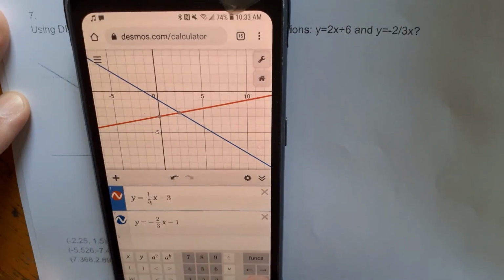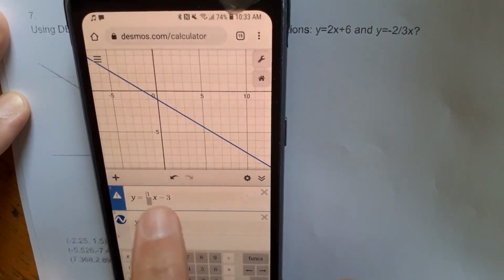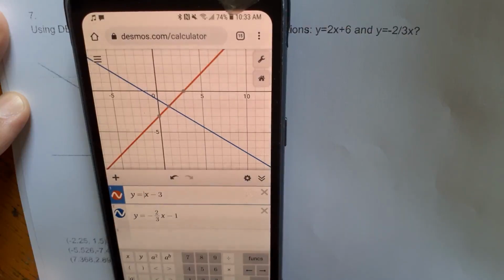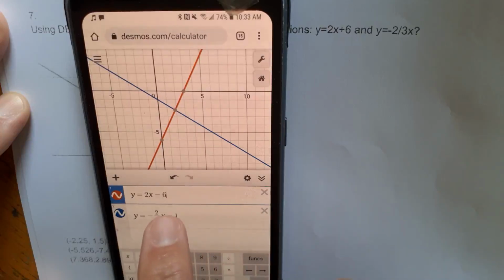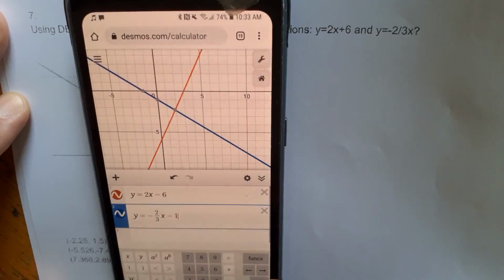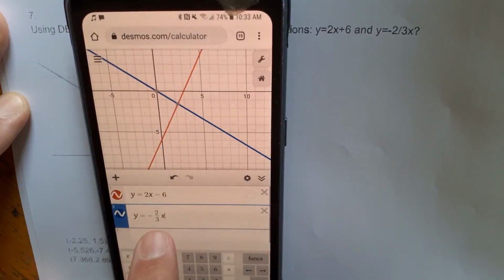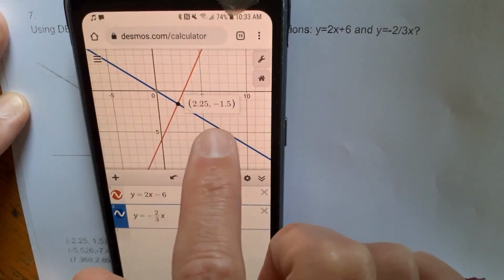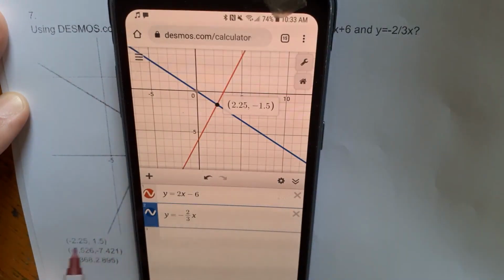2x minus 6. Oops. 2x minus 6. And this one is minus 2/3 x. Ah, nothing. Look at this. So just a minus 2/3 x. What's our intersection here? 2.25 and negative 1.5.